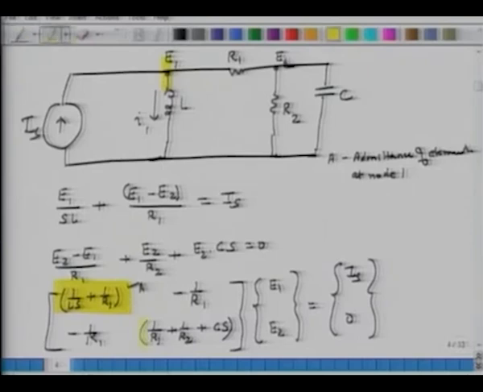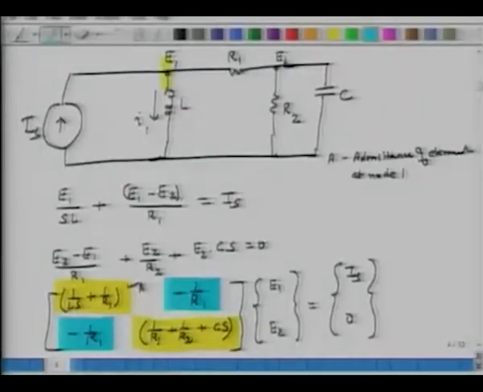Similarly, this term, which corresponds to node 2, is admittance of all the electrical elements which are coming in at node 2. And this term, minus 1 over R1, is the admittance of the term which is common, which physically connects node 1 and node 2. That is one thing. Other thing is, now let's look at the values of these terms.